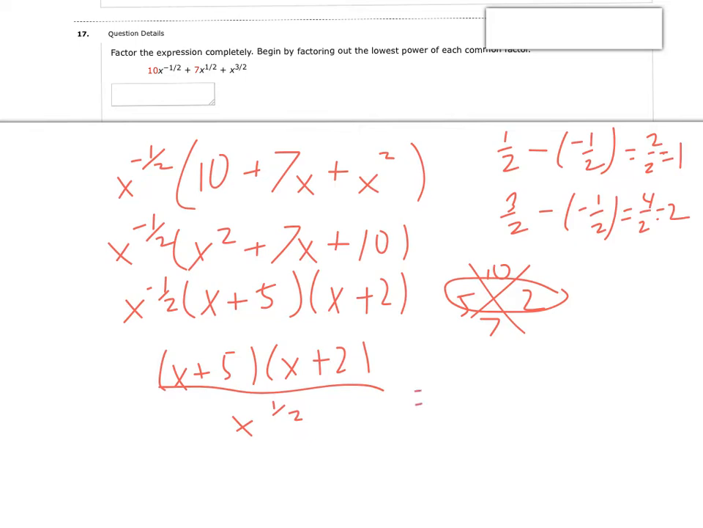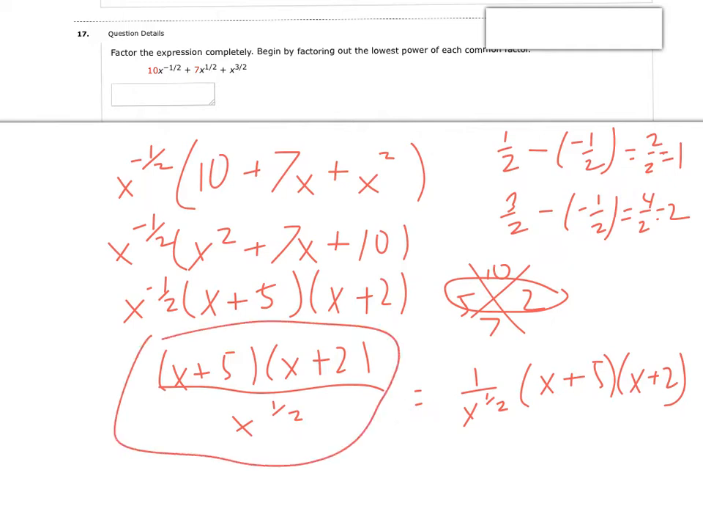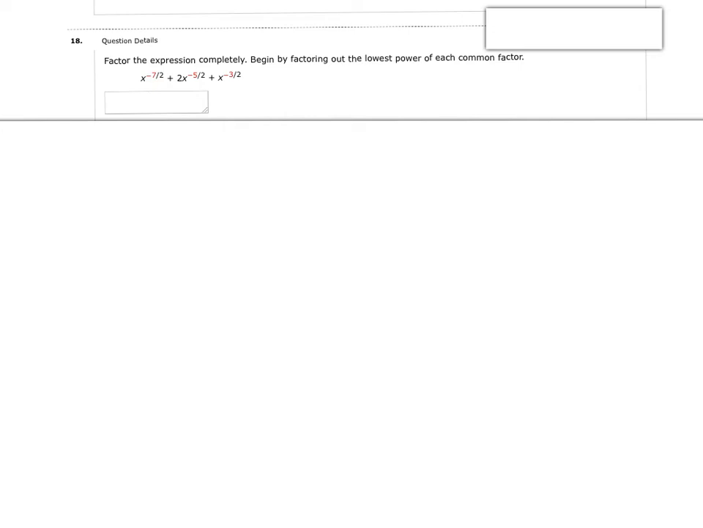You could also try it, I don't know, as 1 over x to the 1/2 times like this. It really means the same thing, so try a couple things out there. I feel like this one should probably work, but if not, try that one as well. I like that one. All right, same idea on this one.